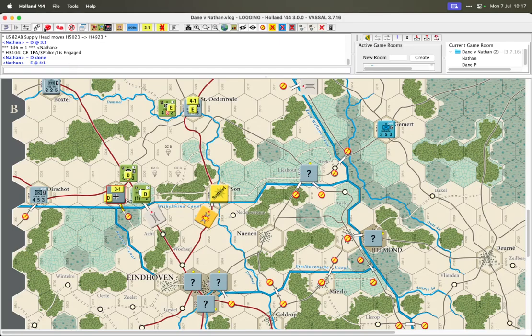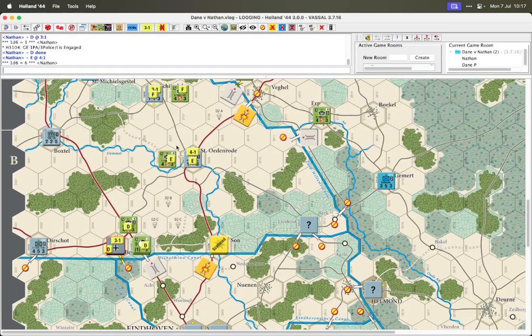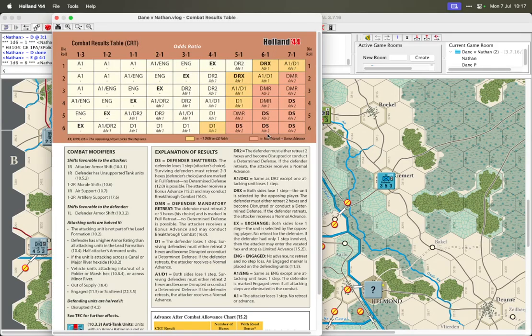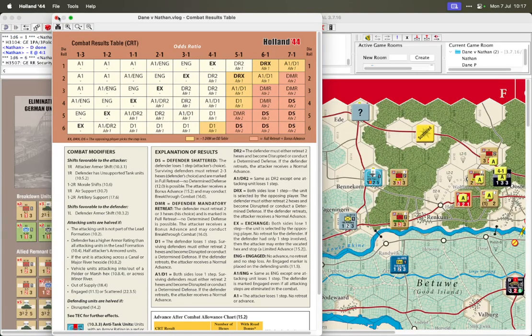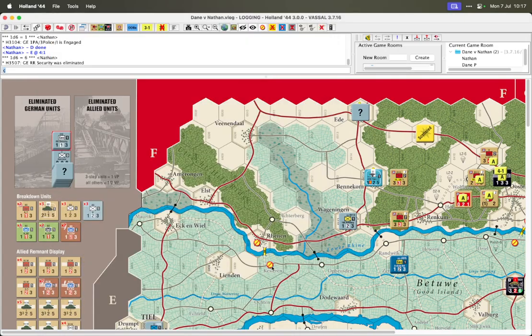Okay, so E at 4 to 1. 6. Get better dice. There you go. All right, D1, and that's all I have, so I'm dead. And then you have a one hex advance.